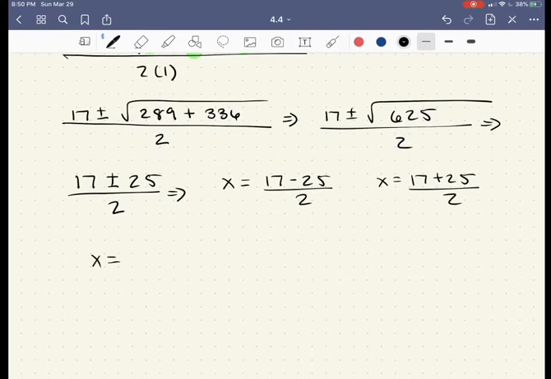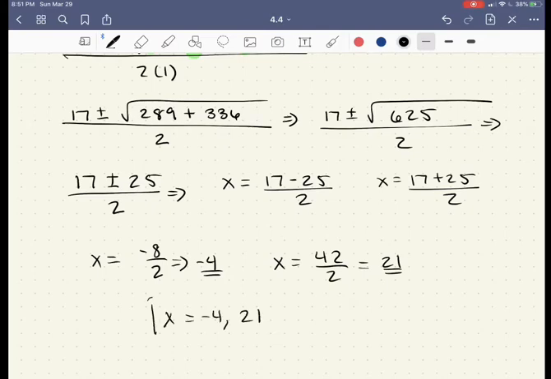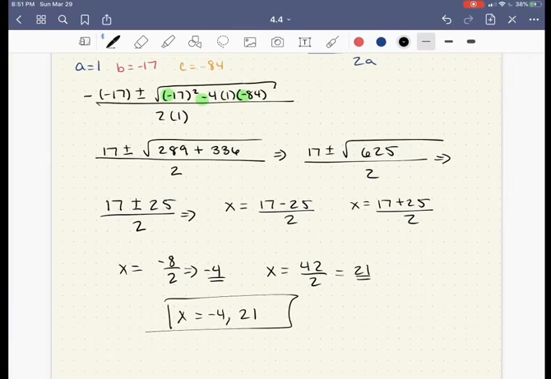So I have x is equal to 17 minus 25. It's going to give me negative 8 over 2, which equals negative 4. And 17 plus 25 equals 42 over 2, which is 21. So x is equal to negative 4 and 21.